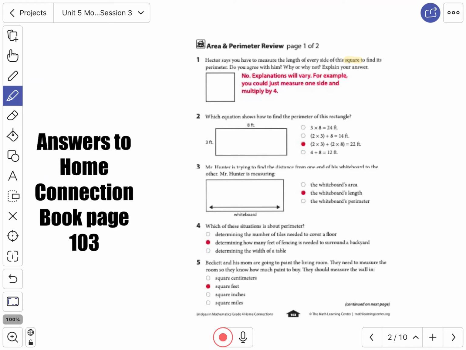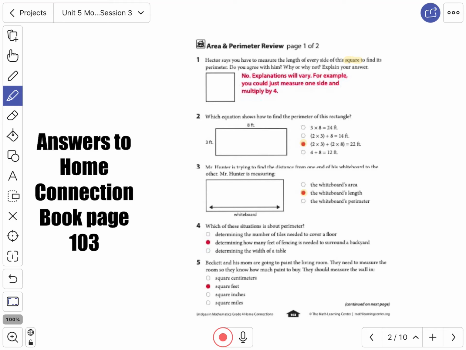For number 2, which question shows how you find the perimeter of this rectangle? That would be this one right here. 2 times 3 plus 2 times 8, and you would have 22. For number 3, Mr. Hunter is trying to find the distance from the end of his whiteboard to the other. Mr. Hunter is missing the whiteboard's length, okay?